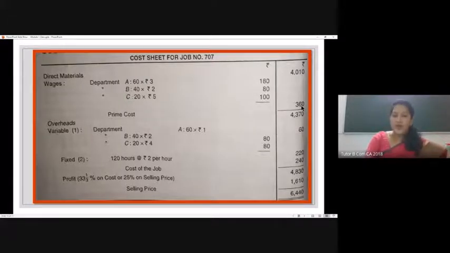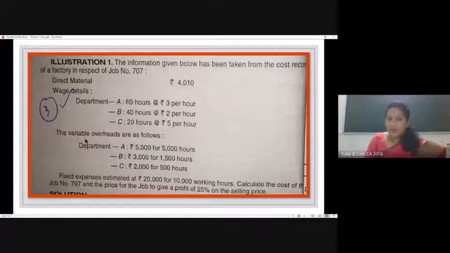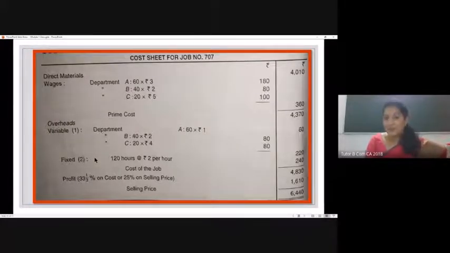Now, when you look into the question, we understand that there is no cost with respect to direct expenses, because they have given variable overhead and fixed overhead. Right. So we will compute the prime cost. As we know, prime cost is the total of direct material, direct labor, and also direct expenses. So we total it up and we get the prime cost as 4,370.